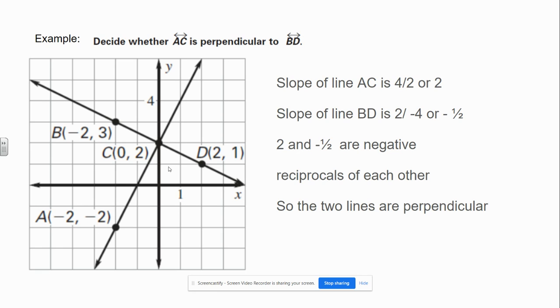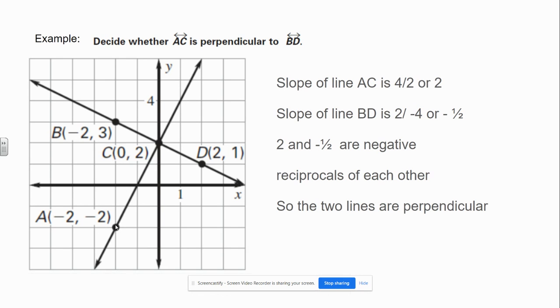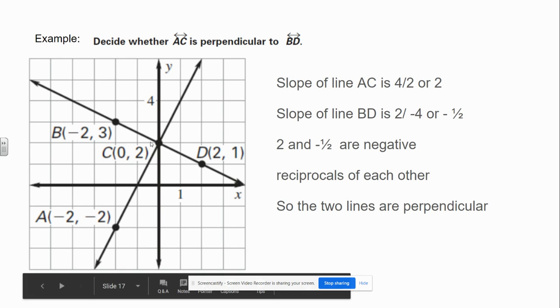So for the slope of line AC, I'm just going to count the rise over the run. So I rose 4 and I ran 2. So it's going to be 4 over 2, right? And they're both in the positive direction.